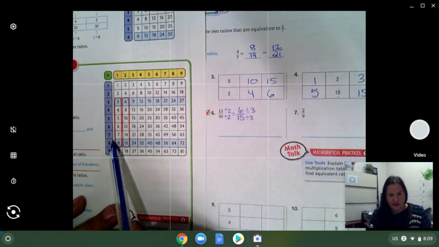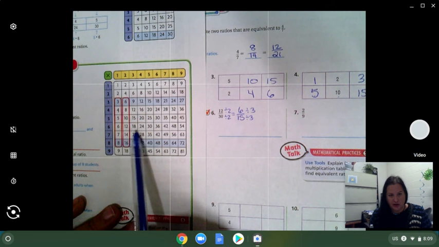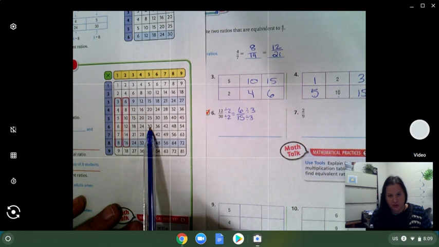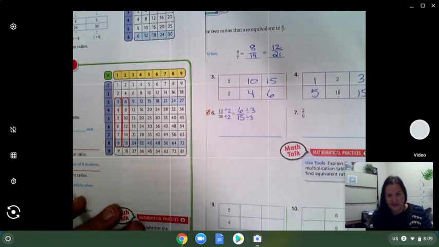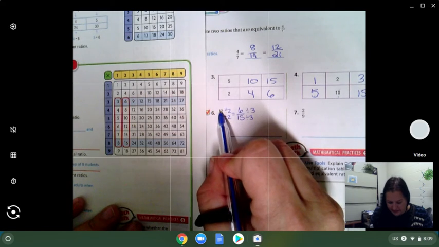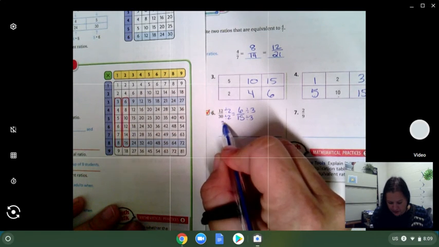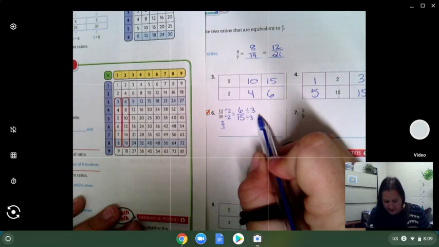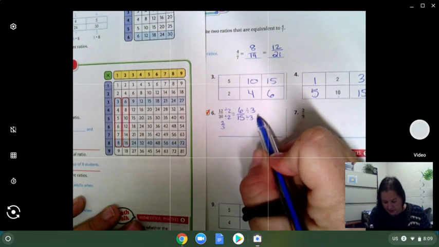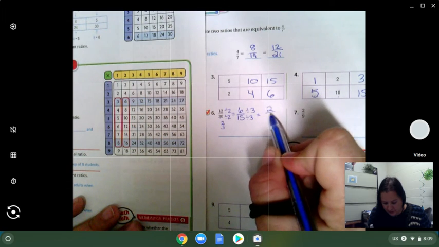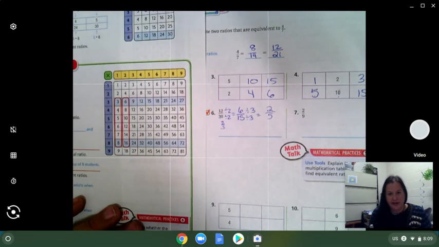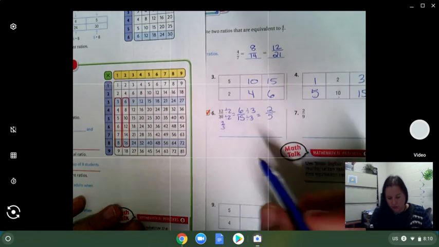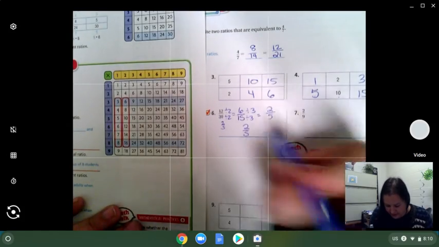So 12 and 30 are both on the 6th row, right? So I could have just started by dividing by 6. If I divided by 6, this answer would have been 2. If I divide this by 6, it would be 5. So let me just check. Divide this also by 3 because we're going to make sure these are equal. 2 over 5. So that is how you can get 2/5. So that's one of them, 2/5.